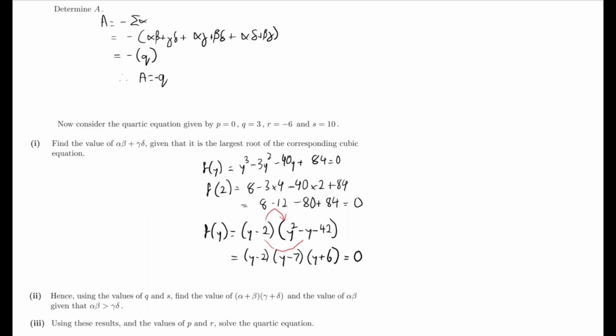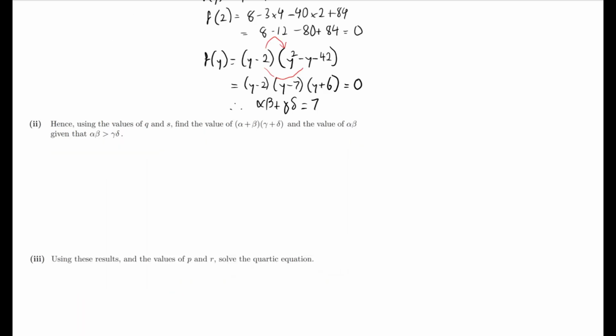And we're given that alpha beta plus gamma delta is the largest root. So therefore, alpha beta plus gamma delta is 7. So for the next part, we have to use the values of q and s to find the value of alpha plus beta times gamma plus delta and the value of alpha beta given that alpha beta is larger than gamma delta. So if we expand alpha plus beta times gamma plus delta, we get alpha gamma plus alpha delta plus beta gamma plus beta delta. And what you'll notice is that this is quite similar to the sum of each pair of roots, except that we're missing an alpha beta and a gamma delta.